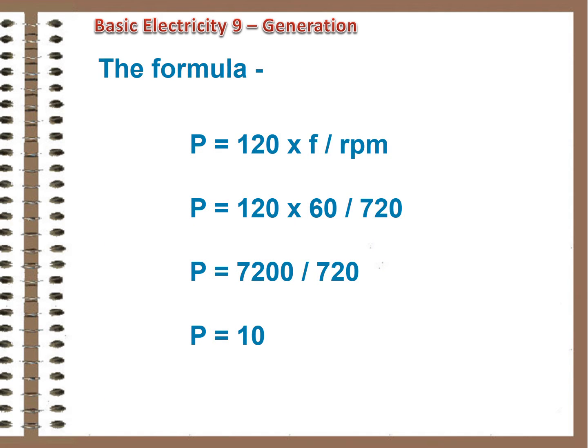There's a formula for computing the number, of course. It says the number of poles is equal to 120 times the frequency divided by the RPM. So in our example, we'd have 120 times 60 divided by 720, giving us 10 poles on our generator. The number of poles is adjusted up or down to suit the particular water conditions at each hydro site.